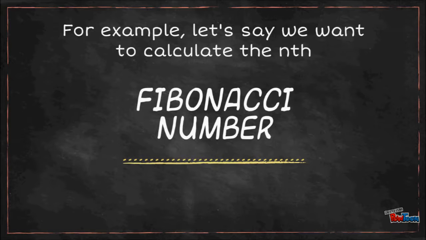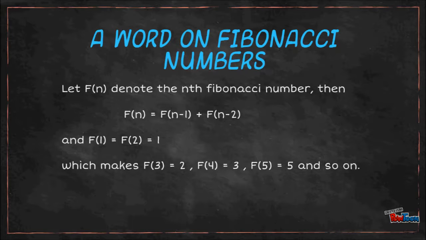For example, let's say we want to calculate the nth Fibonacci number. For those of you who are unfamiliar with Fibonacci numbers, let Fn denote the nth Fibonacci number. Then, by definition, Fn is equal to Fn-1 plus Fn-2, and f of 1 is equal to f of 2 is equal to 1, which makes f of 3 equal to 2, f of 4 equal to 3, f of 5 equal to 5, and so on. Our task here is simple. Given an integer n, we have to calculate the nth Fibonacci number, or in our notation, f of n.